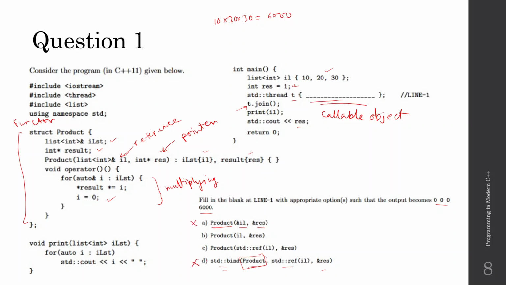D is also not working. Your B and C will work because in B we are calling the constructor with the list and the output variable, and in C we are giving it a reference to a list and the output variable. So the B and C will work. A and D will not work. So the answer is B and C.